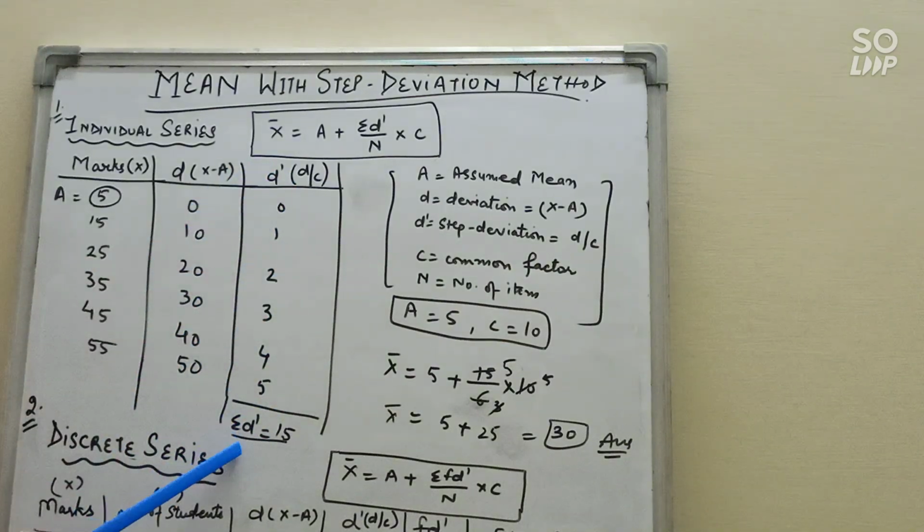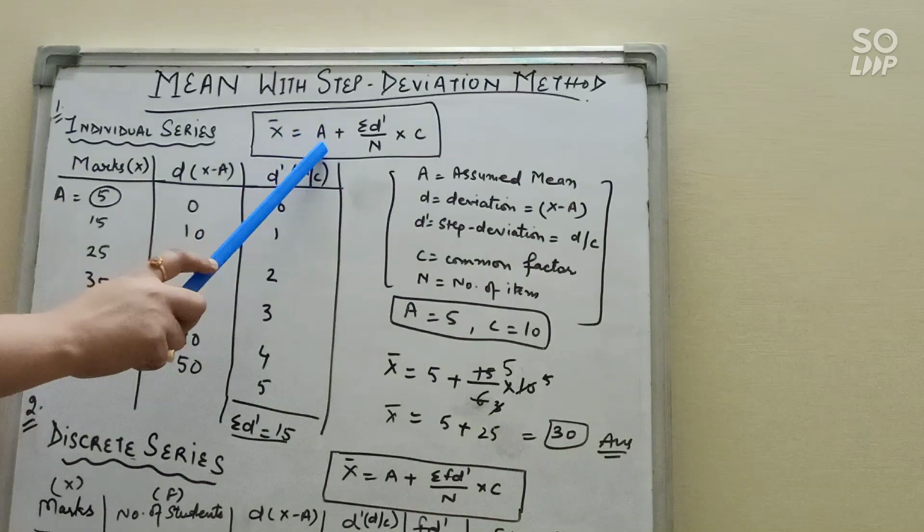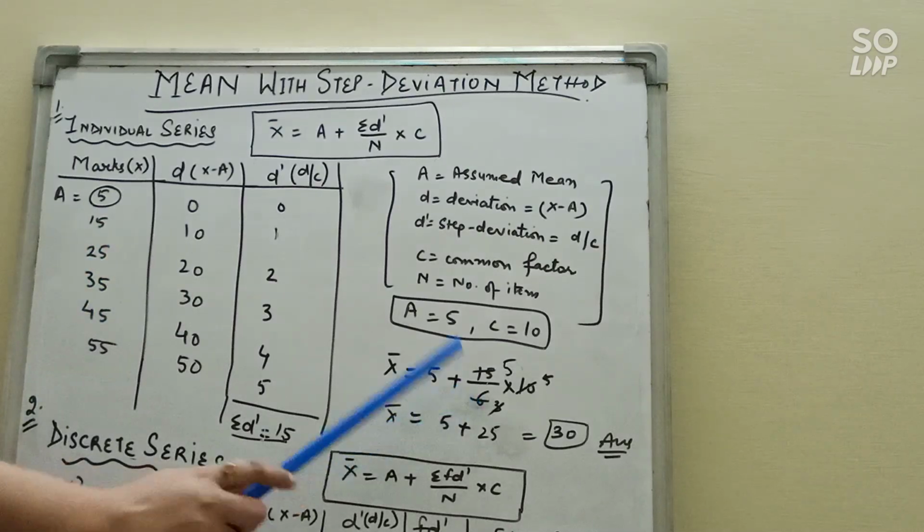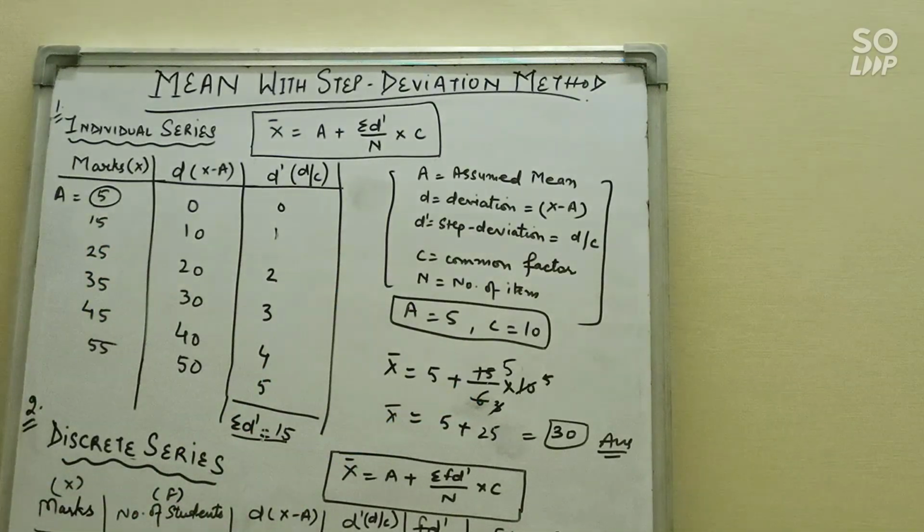Now take the total of this column, that is sigma d dash is equal to 15. Okay. Now put the values in the formula. The formula is a. A means assumed mean, that is 5, plus sigma d dash 15 divided by n. N is the number of items: 1, 2, 3, 4, 5, 6. So 6 is the number of items. In discrete and continuous series, n means summation of frequency. But in an individual series we don't have frequency, so the number of items is n, into c. C is a common factor, that is 10.